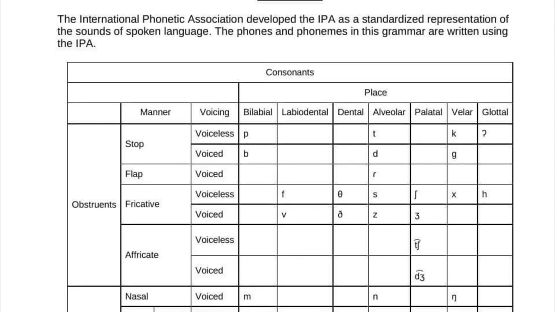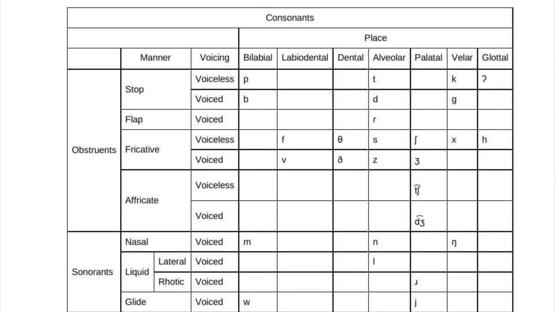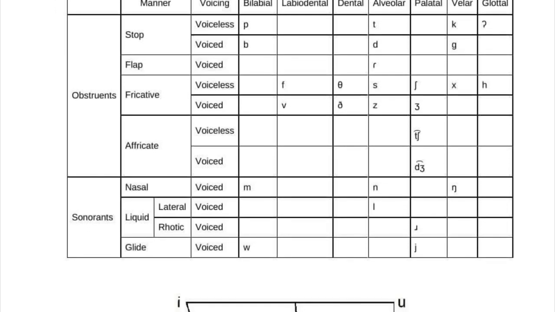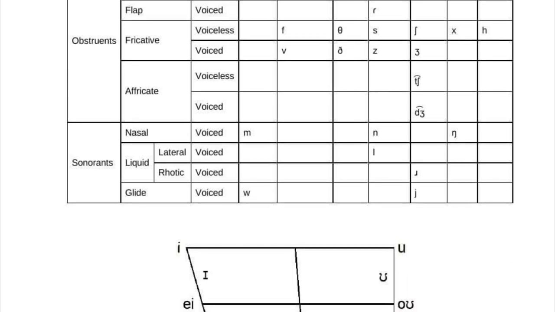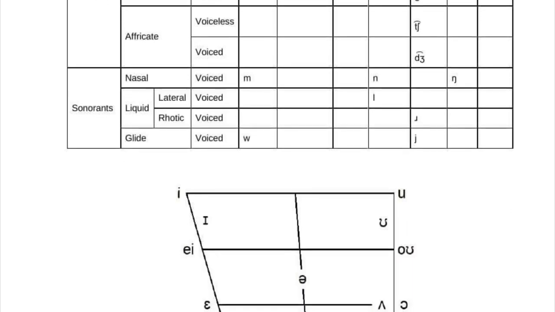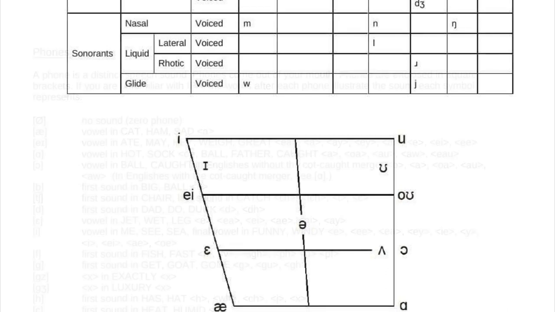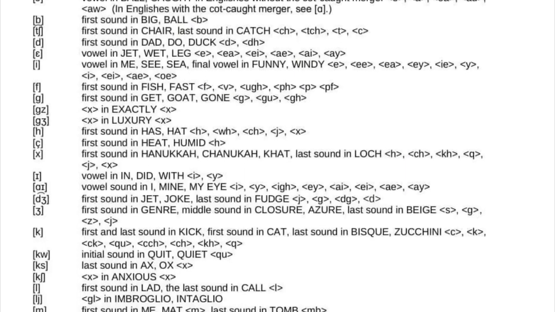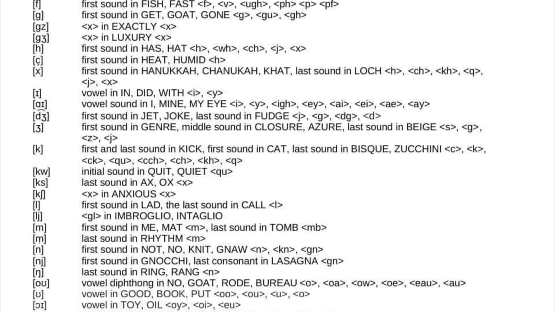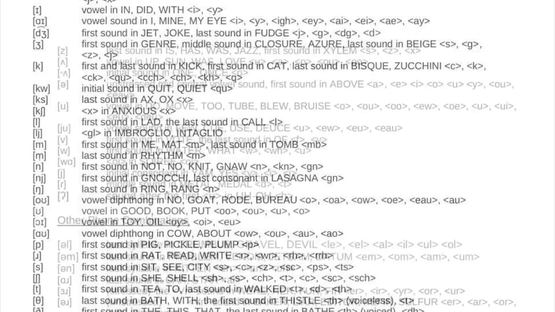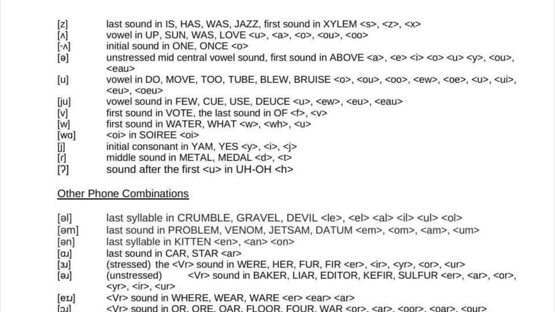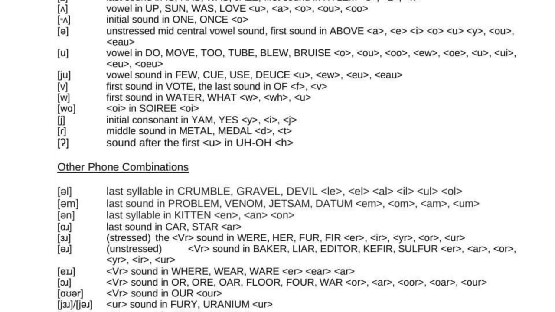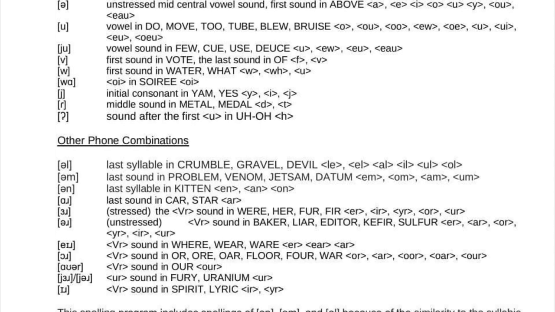At the beginning of the workbook is an explanation of IPA notation. IPA is the International Phonetic Association alphabet. IPA is a standardized representation of speech sounds in written form. The workbook includes a guide to IPA for those unfamiliar with the notation.